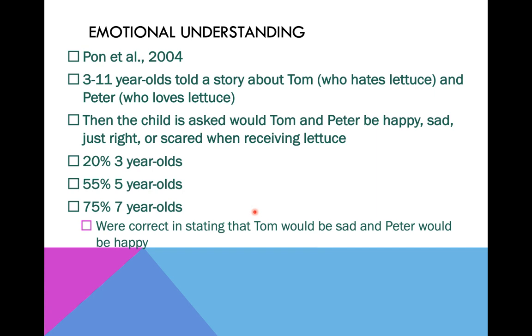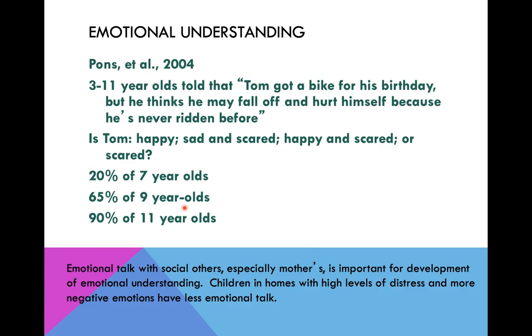And so 20% of 3-year-olds were able to accurately say that Tom, who hates lettuce, should be sad, and Peter, who loves lettuce, should be happy. 55% of 5-year-olds and 75% of 7-year-olds. So their ability to understand emotions and what is related to reactions increases over time.